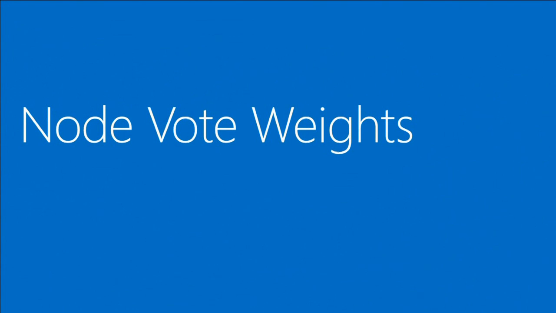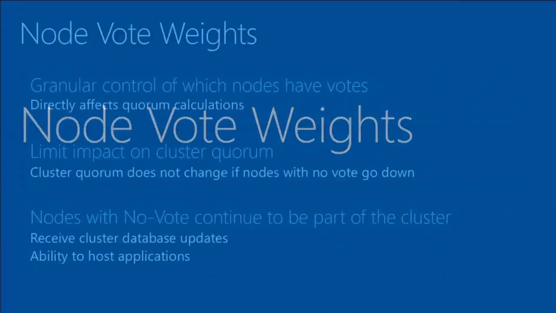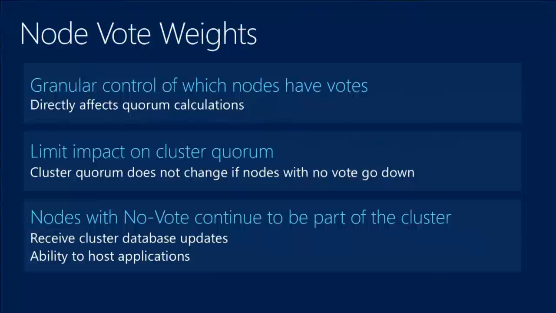Node vote weights. This is actually a new feature that we introduced in Windows Server 2012. This is also available as a QFE for Windows Server 2008 R2, and it's also part of 2008 R2 SP1. What node vote weights does is it gives you the ability to toggle whether or not a node actually has a vote.